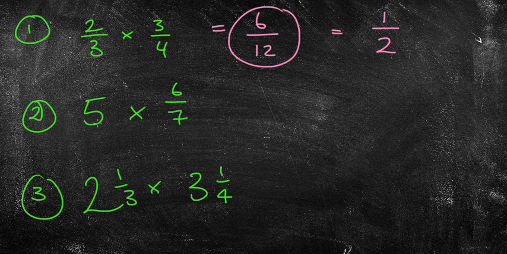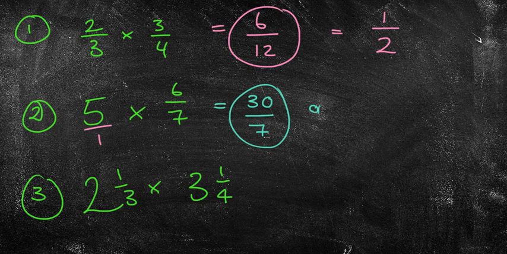Okay, the next one we haven't done before, but hopefully you might know what to do. What is 5 as a fraction? Well, it'll be 5 over 1. Because 5 divided by 1 is 5. So we've created a fraction. 5 times 6 is 30. 1 times 7 is 7. And I've got my answer.